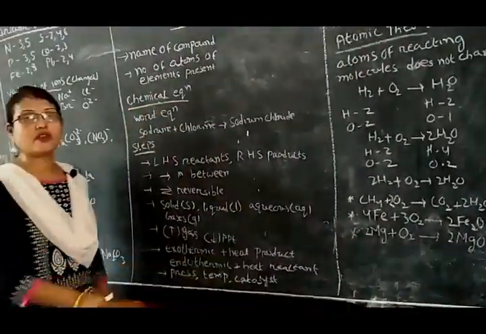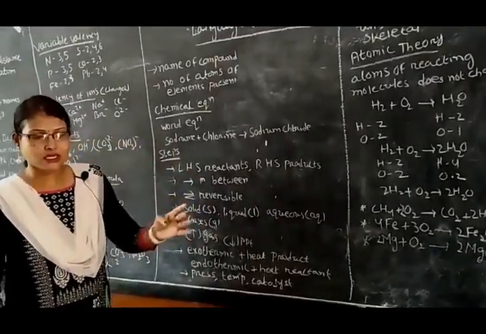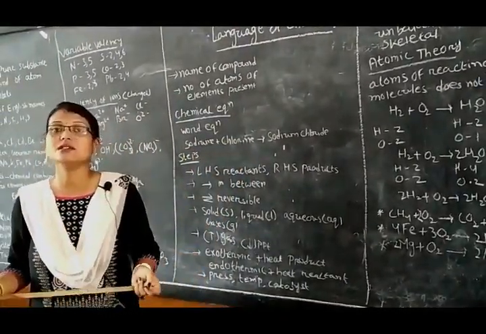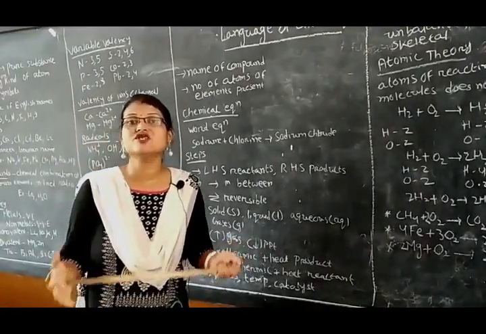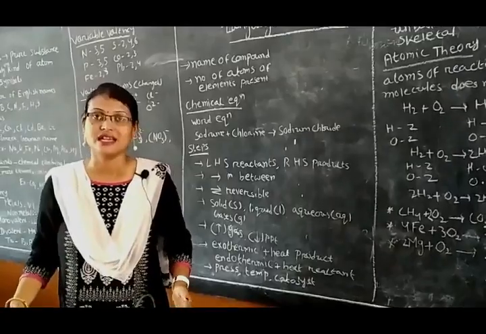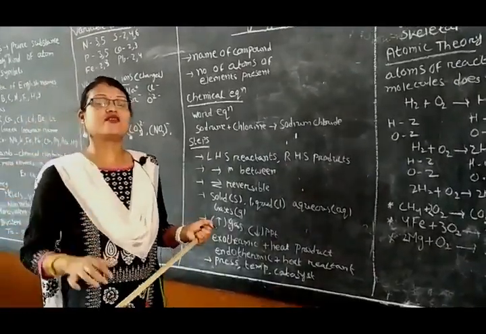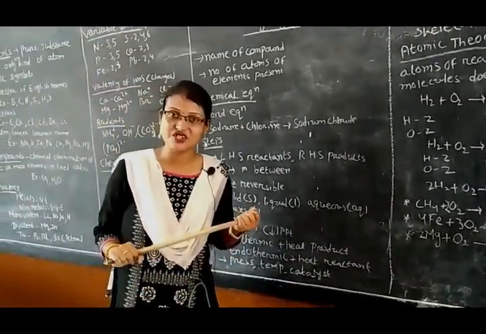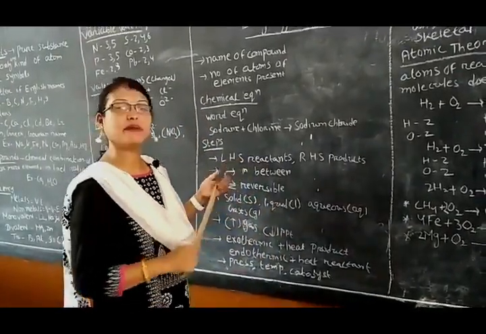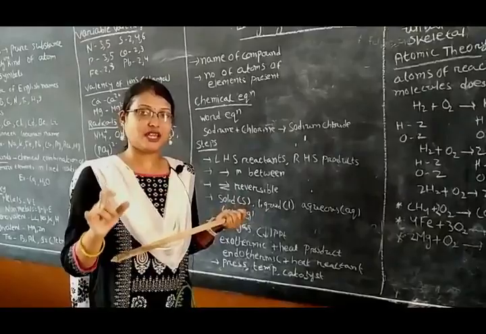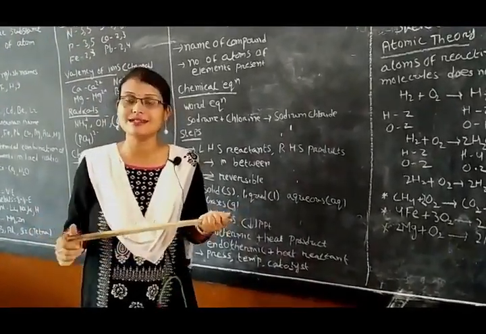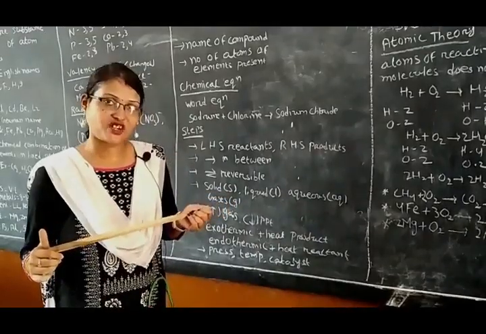Okay, chemical equation. By knowing the symbols and formulas, we can write a chemical change. You all know about chemical change, where your reactants react to form your product. If this is written in the form of a reaction, in the form of symbols and formulas, then it is called a chemical equation. If a chemical change is written in the form of symbols and formulas, then it is called a chemical equation.